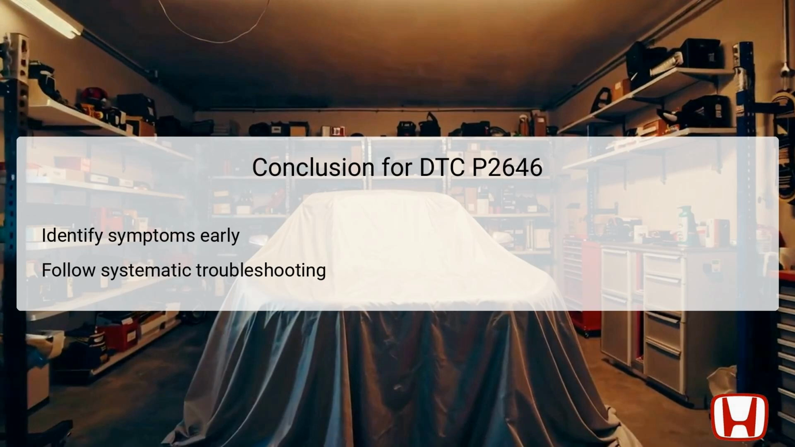In summary, DTC P2646 emphasizes the importance of monitoring and maintaining the rocker arm oil pressure switch and its circuit. Identifying symptoms early, such as reduced power or engine noises, allows for prompt diagnostics, potentially preventing more significant damage. Following a systematic troubleshooting approach, as outlined in previous steps, leads to an effective identification of the underlying causes, whether involving oil levels, wiring, or component failure.